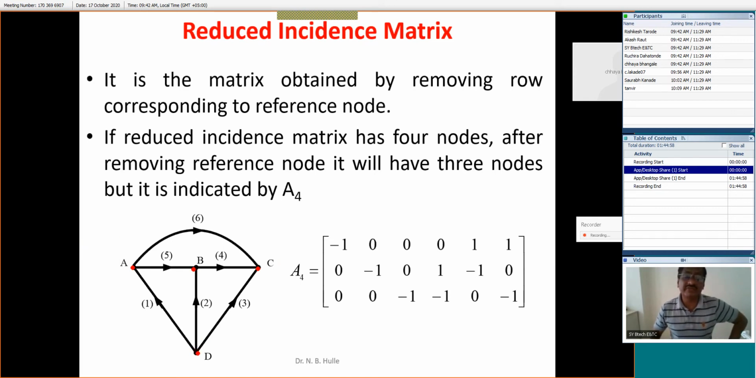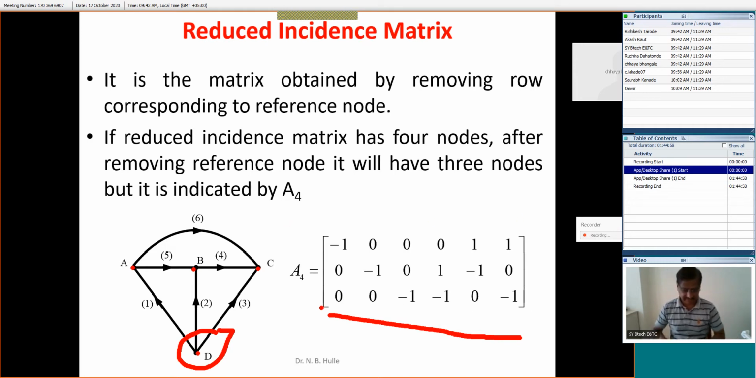Generally, we will choose one of the nodes as a reference node or ground node or bottom node. Suppose I have taken this node as a reference node. Then delete the entry of this node from whatever incidence matrix we have, and that is known as the reduced incidence matrix. Are you getting me? Otherwise, I'll read the definition so you are able to understand better. It is a matrix obtained by removing the row corresponding to the reference node.